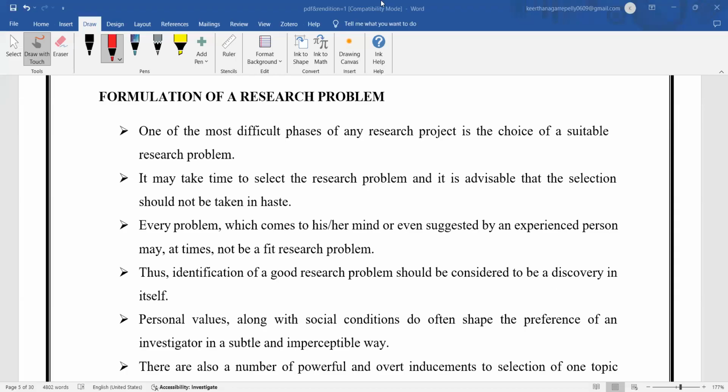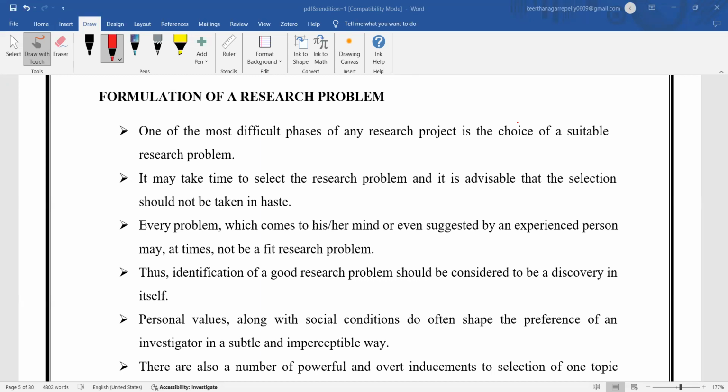Hello everyone. In this video, we're going to cover the next topic in the first unit, which is formulation of a research problem. It is one of the important topics, and while doing research, the steps will help you a lot in getting down to the perfect research problem that is good for you, or which is feasible, and which suits your area of knowledge. Now, formulation of a research problem.